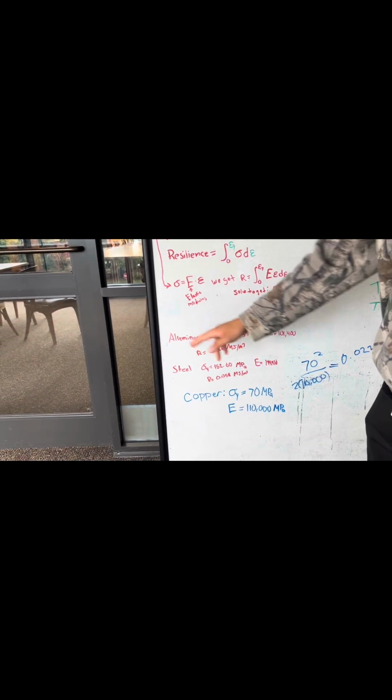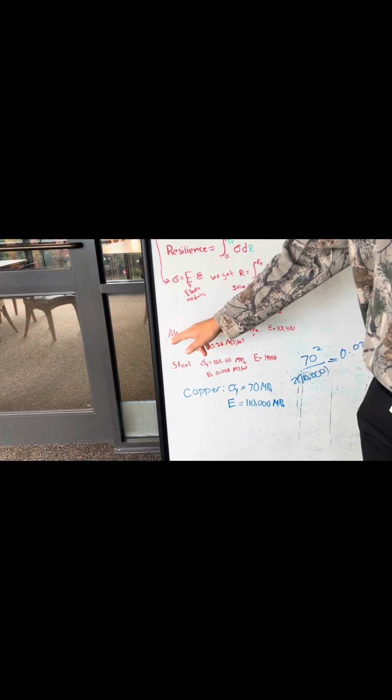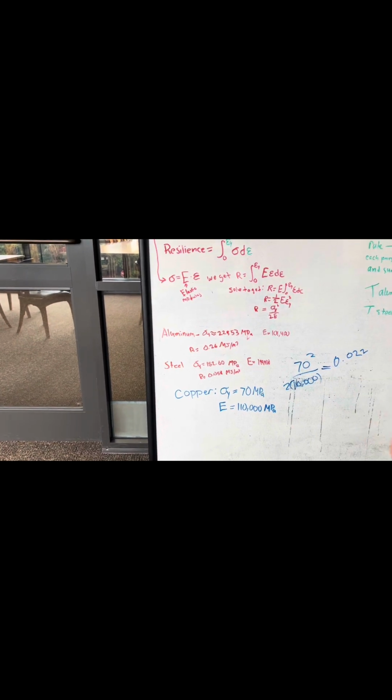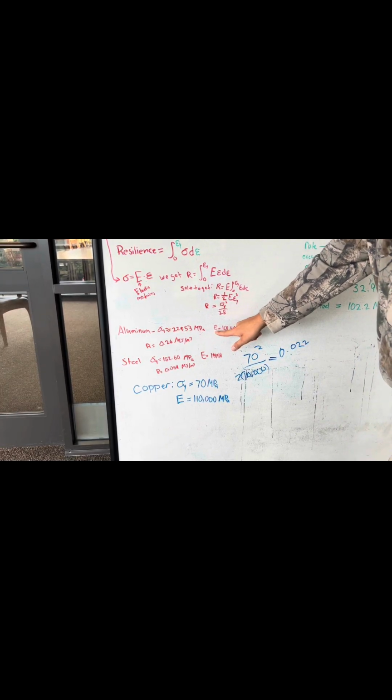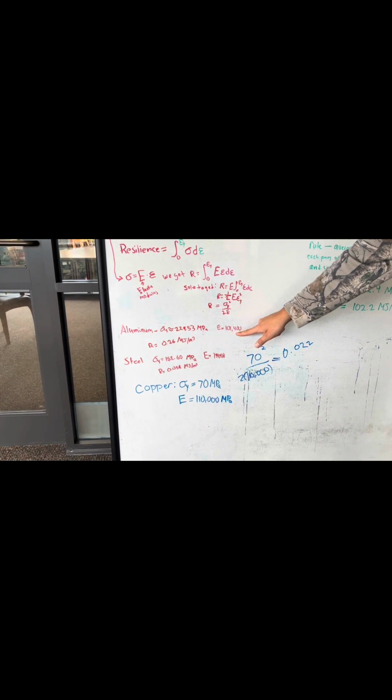Our data chart showed that, using the points from the data for aluminum, the stress is equal to 229.53 MPa, and the elastic modulus was 101,400.